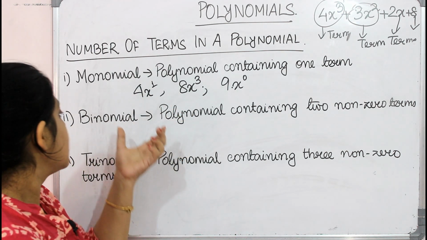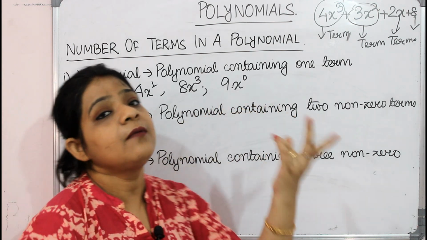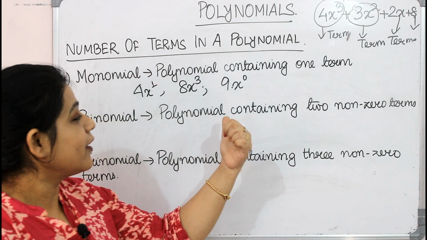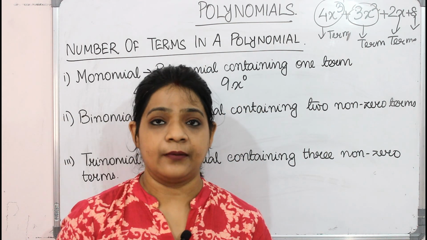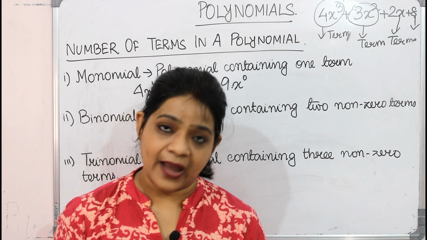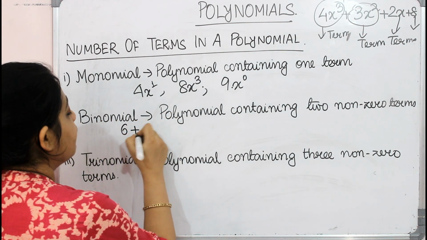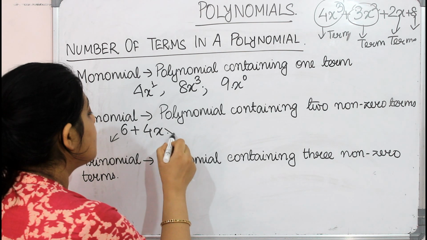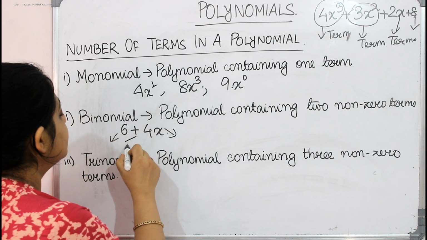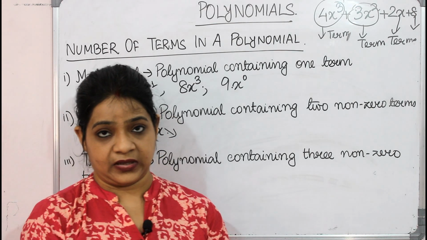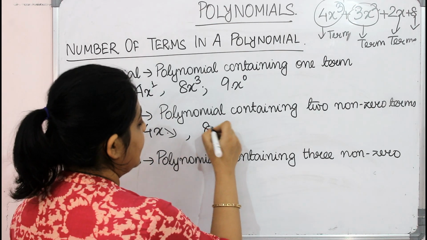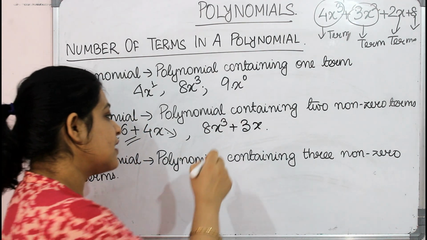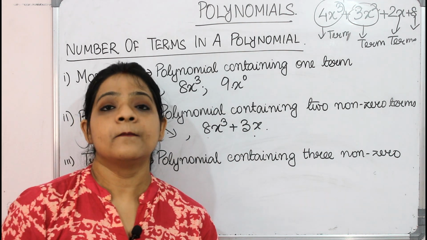Next is binomial. By the word bi, we mean 2, isn't it? So a polynomial containing two non-zero terms is called a binomial. Like 6 plus 4x. 6 is one term of a polynomial, and 4x is also one term. So this we call a binomial. Next is 8x cube plus 3x. It consists of two terms, so it is a binomial.